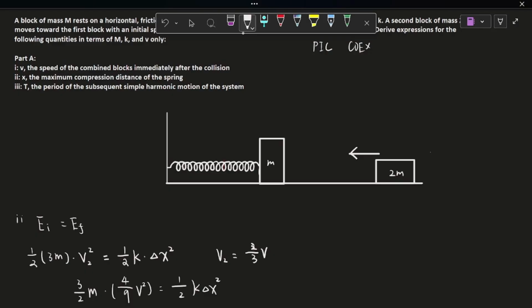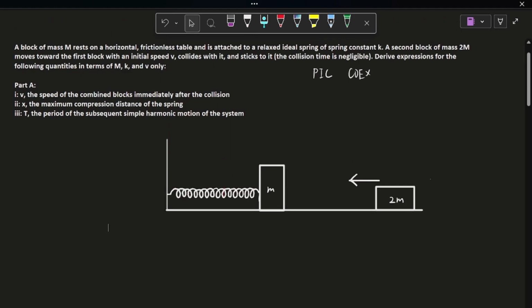Now it's just simple algebra. I don't want to waste time on that. After you simplify it, you'll get delta x is equal to 2v times square root of m over 3k. Part 3 is asking for a period, right?